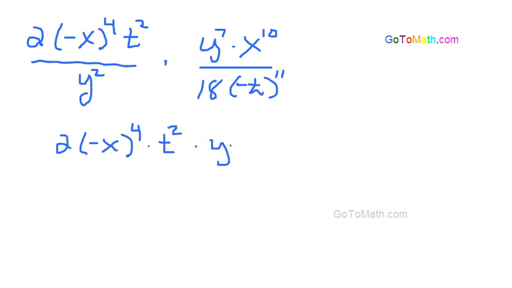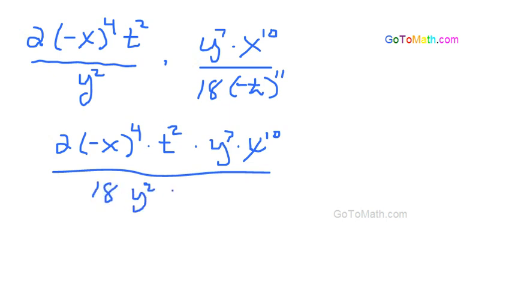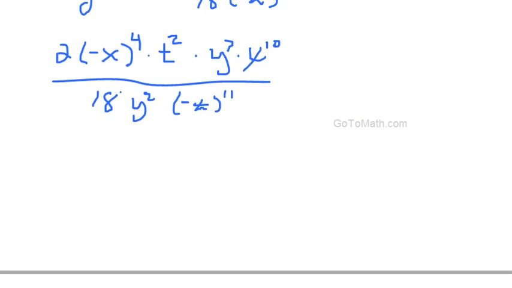And then we got times y to the 7th, x to the 10th. And of course that's all over, and let's take this 18 and bring it out over here, y squared and then negative t to the 11th power. Now as you can see here, we have a 2 and an 18 for the coefficients, and 2 goes into 18, right? So 2 goes into 2 one time, goes into 18, 9. So we'll be able to change that to 1/9.